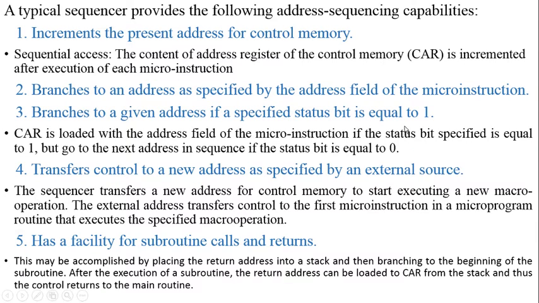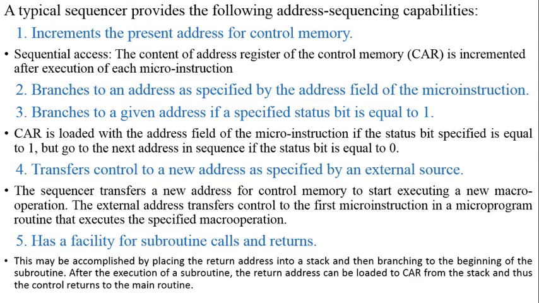Otherwise, if the status bit equals 0, just increment the current value of the control address register by 1 and move to the next micro instruction. If the status bit equals 1, what we want to perform is to branch to an address location which is specified inside the address field of the currently executing micro instruction.